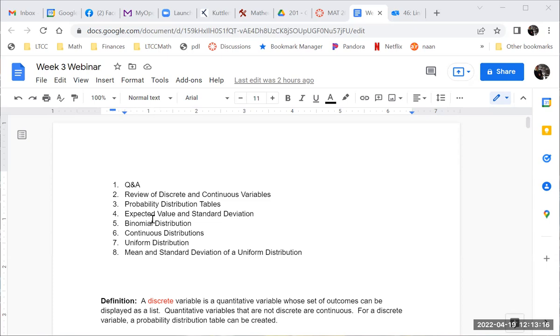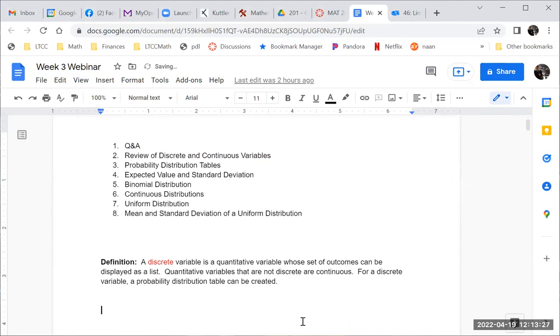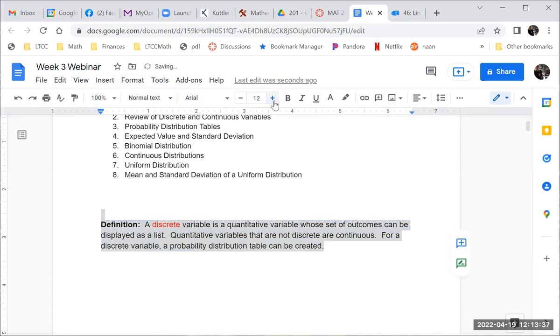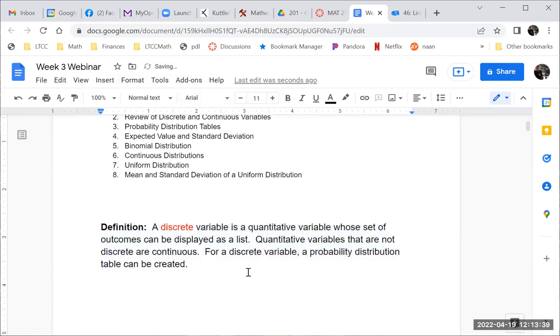Okay, so let's talk about continuous versus discrete variables. Okay, and this happened already. This is a review. But let me remind you what the definition is. And that is a discrete variable. Let me make it bigger so you can see it better. That's one thing I've learned, is that font matters.